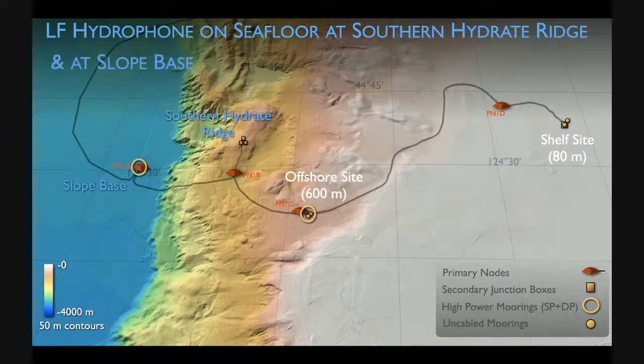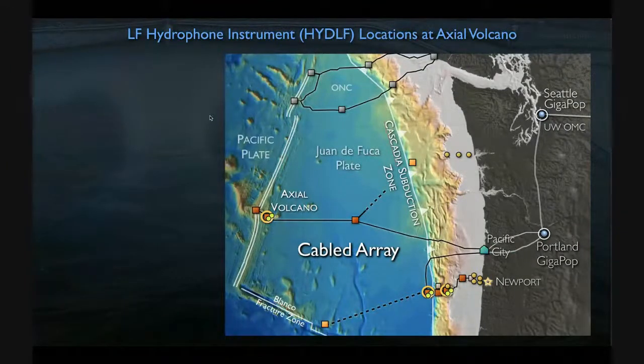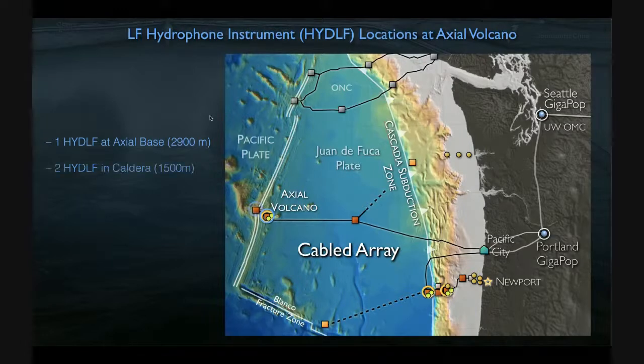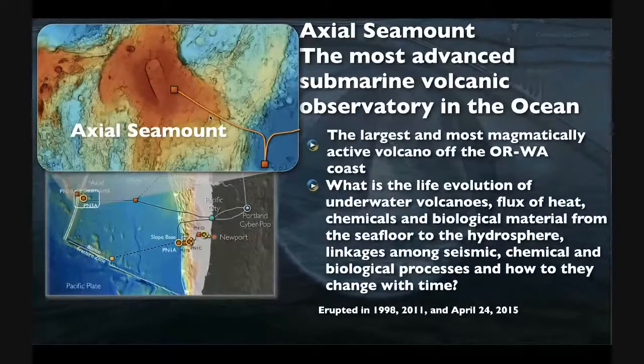There's also one at slope base that's associated with a broadband seismometer there. And then there's a couple of low-frequency hydrophone instruments at the Axial volcano. There's one hydrophone at Axial Base at 2,900 meters water depth on the seafloor. And then there are two in the caldera, and I think Dana already showed an image of where those instruments are.